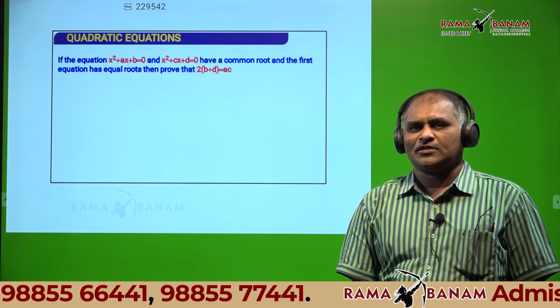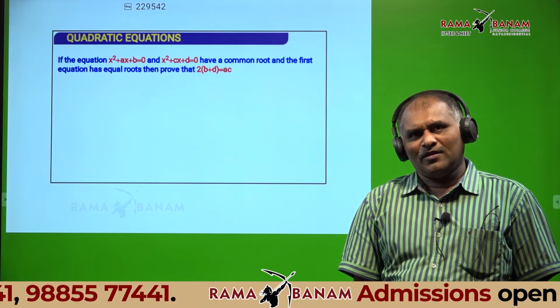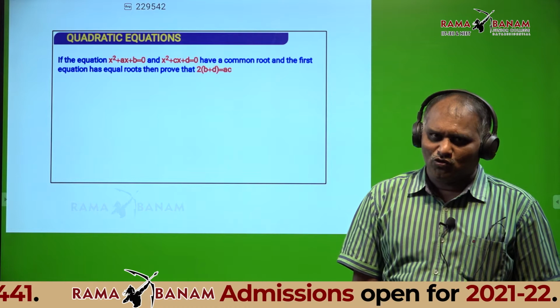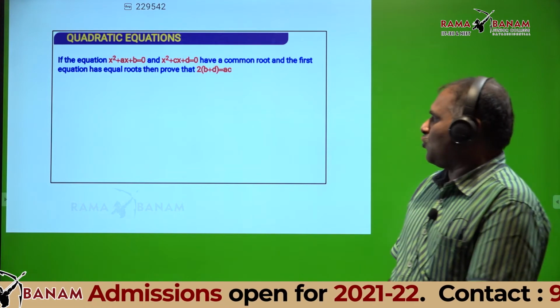Alpha into alpha is equal to c by a. If the discriminant is equal to 0, then the roots are equal.